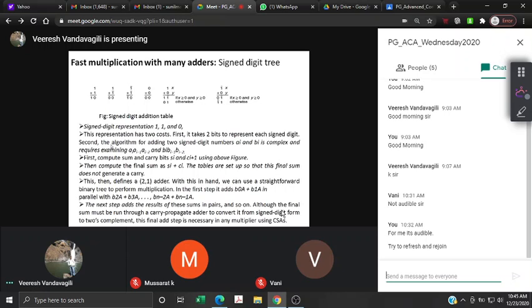In the first step, it adds b0a and b1a in parallel, and the next step adds the results of these sums in pairs, and so on. Although the final sum must be run through the carry propagate adder to convert it from the signed digit form to the two's complement. This is the final step necessary in any multiplier which uses the CSA. Using the CSA, at the end there should be a carry propagate adder to find the sum of the value.